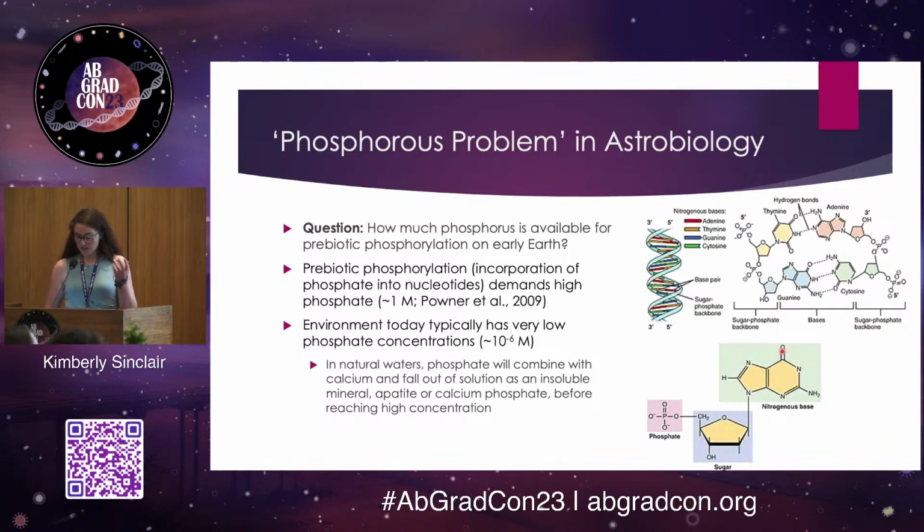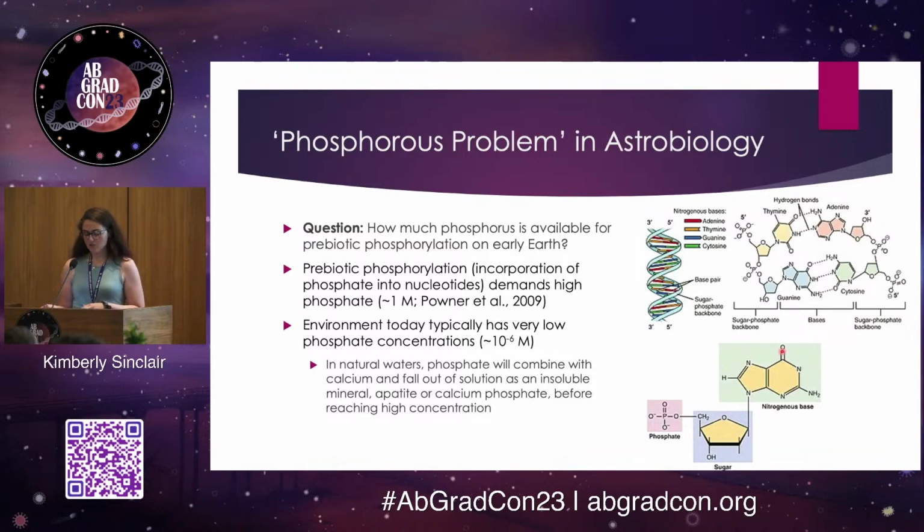And in order to get this phosphate to incorporate into the nucleotide, you need very high levels of phosphate. And this has been shown by research done by Pauner et al. in 2009. So this question we want to ask is how much phosphorus is actually available for prebiotic phosphorylation on early Earth? And even though we need these very high concentrations of phosphate, up to 1 molar in prebiotic phosphorylation experiments, we only see very low concentrations of phosphate in the environment, close to the micromolar level.